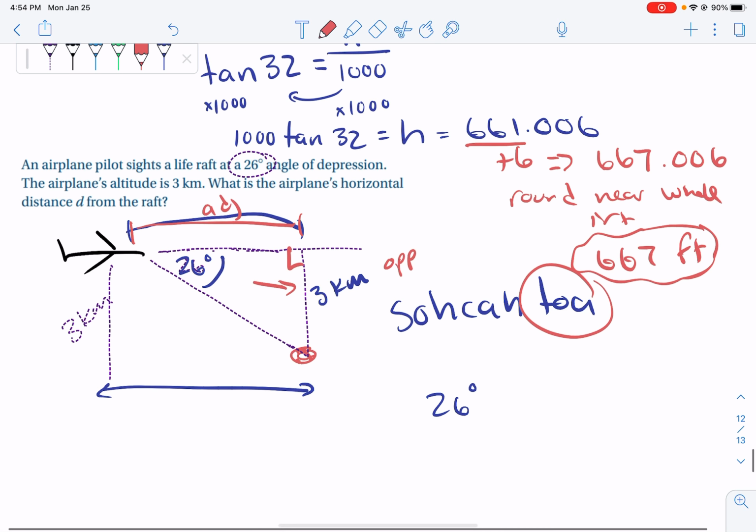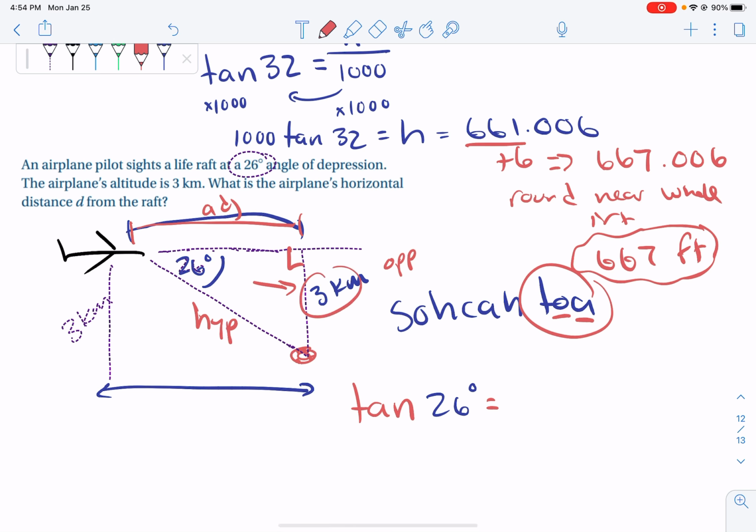Remember, this right here made our 90 degrees, so this was my hypotenuse. And a lot of times we don't care how far away the airplane is from the raft. We want to know the distance along the ground. So I'm going to use tangent. So tangent of 26 is equal to opposite over adjacent. Well, my opposite is 3. My adjacent is what I'm looking for. So let's call that, what did they want us to call it? D. So that's going to go on the bottom.